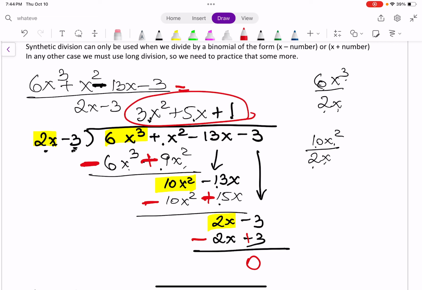No remainder needed. And again, I also want you to notice how the powers always go down by 1. So we divided a cubic by a first degree. Of course, we're getting a second degree, 3 minus 1. And then second power, first power, 0 power, right?